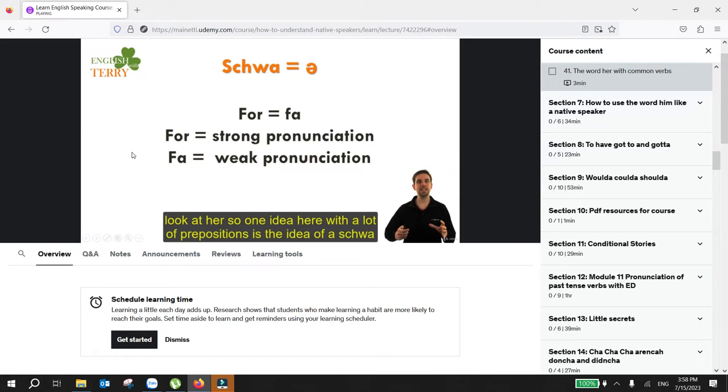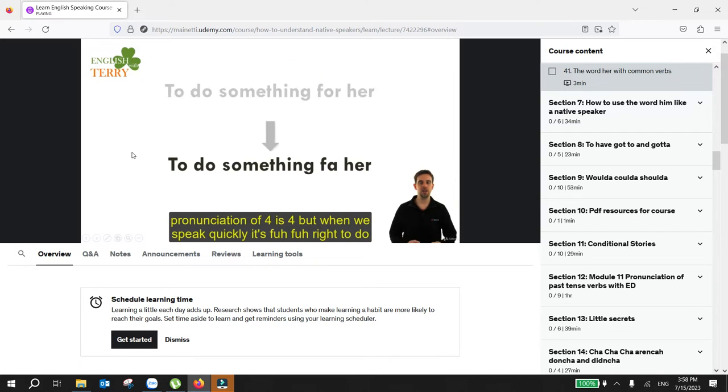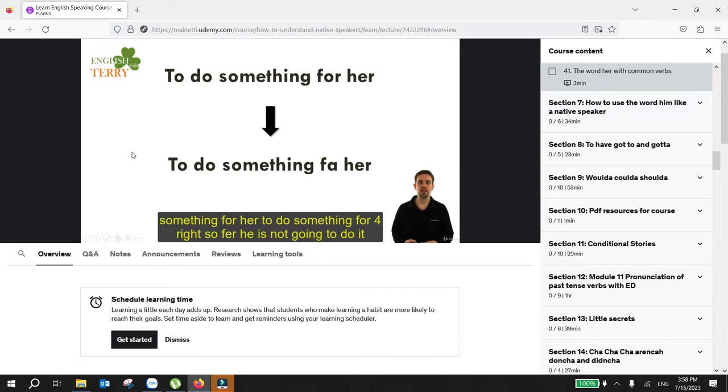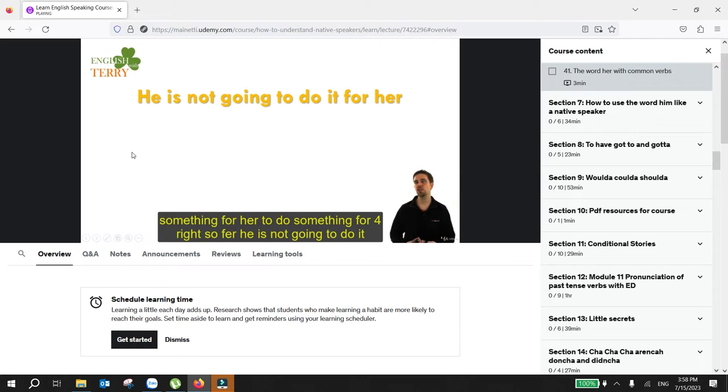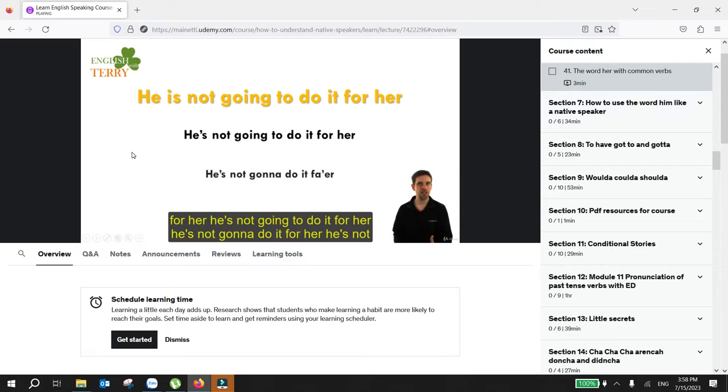So one idea here with a lot of prepositions is the idea of a schwa. It's a soft sound. The strong pronunciation of for is for. But when we speak quickly, it's fer, right? To do something for her. He is not going to do it for her. He's not going to do it for her.